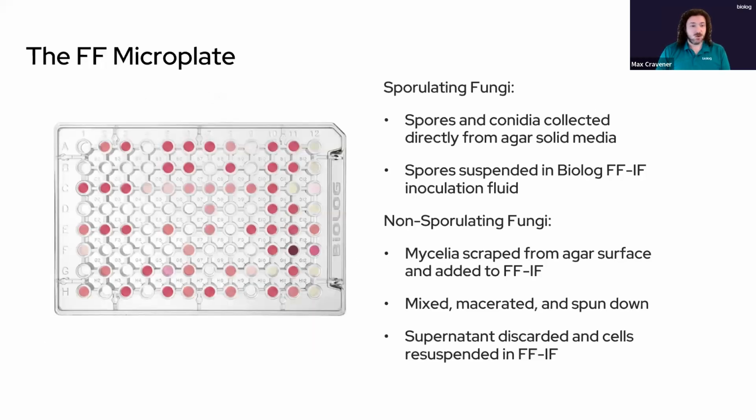And this protocol works for both sporulating and non-sporulating filamentous fungi, so you don't have to worry about whether or not you can actually gather spores. It's simply you need to macerate the mycelia after taking them off of the plate in order to get an even cell suspension to inoculate into the microplate.